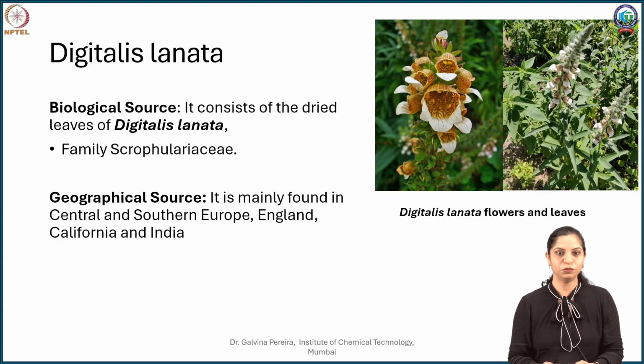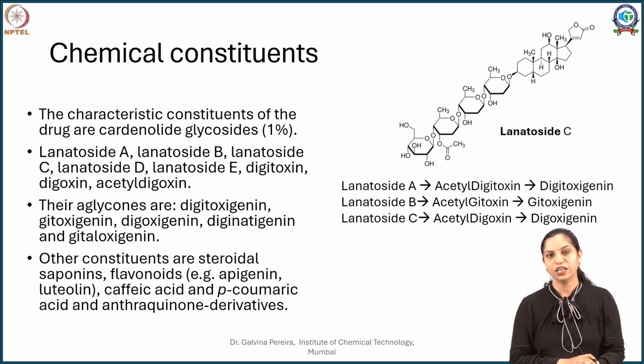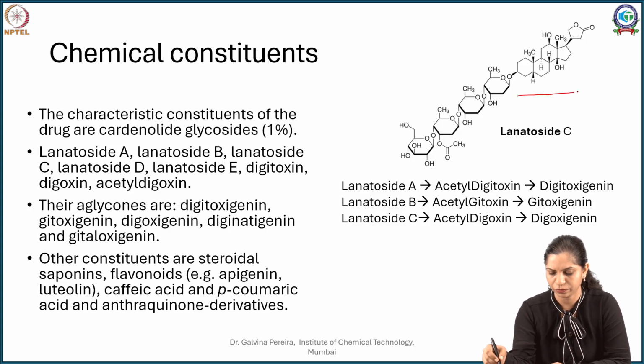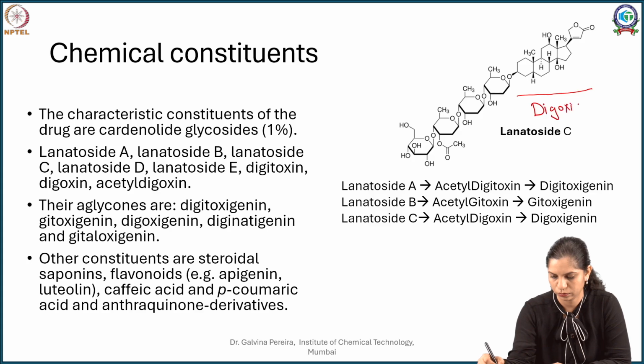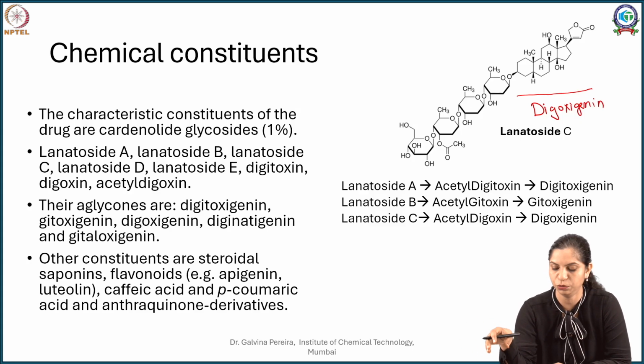There's also a good difference between the chemical constituents. In this case, you do not find the purpurea glycoside, but you find compounds called lanatosides. Now, what is the difference between purpureoside and lanatoside? If you see this carefully, this is lanatoside C. The genin here is digoxigenin. Digoxigenin is absent in purpurea, so this genin doesn't occur in Digitalis purpurea.